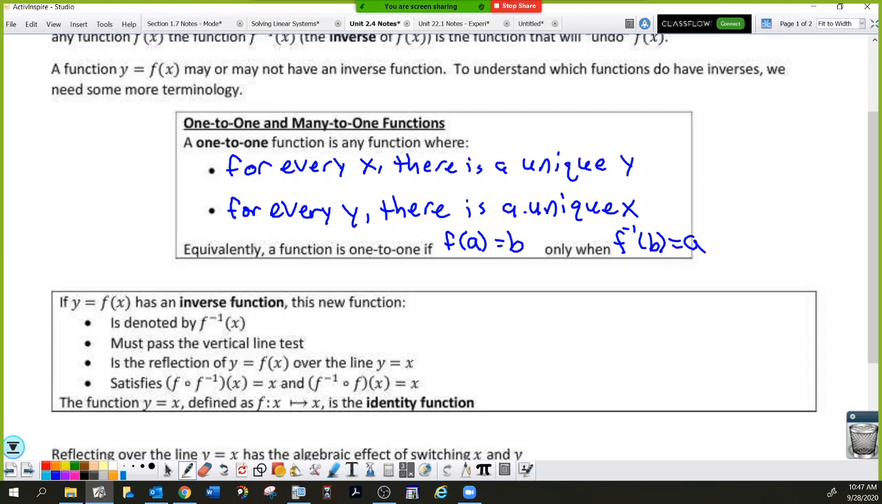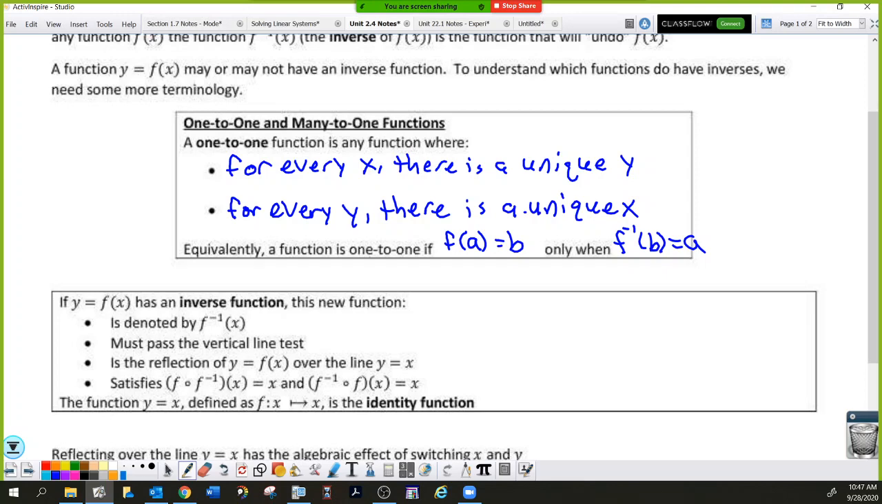So it can't be a problem. It can't be a parabola because a parabola by definition does not have unique y values for its x's. So it's not one-to-one. So does that mean that it doesn't have an inverse? Well, here's what's going to go on.